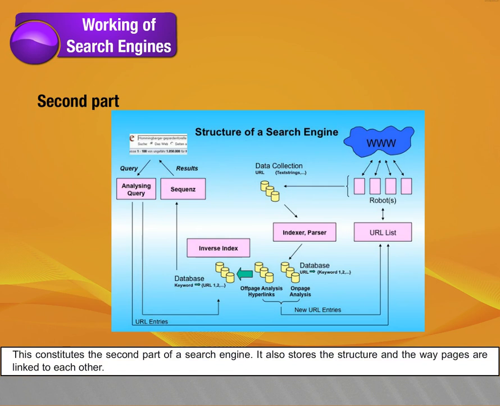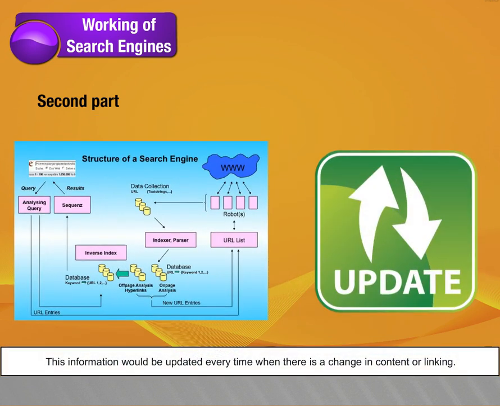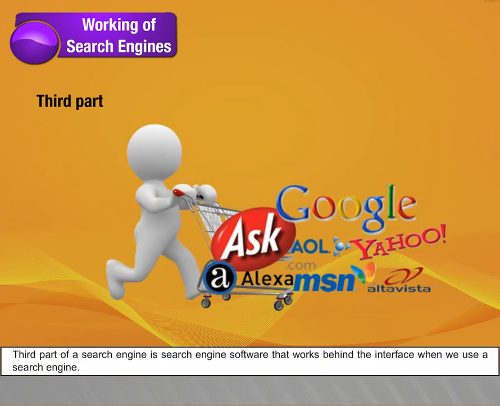It also stores the structure and the way pages are linked to each other. This information would be updated every time there is a change in content or linking. Third part. The third part of a search engine is the search engine software that works behind the interface when we use a search engine.